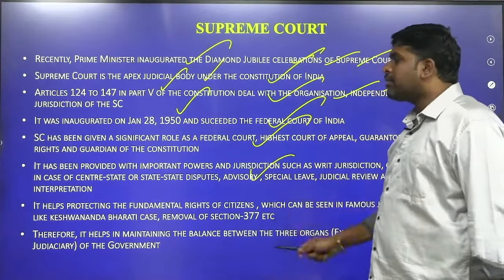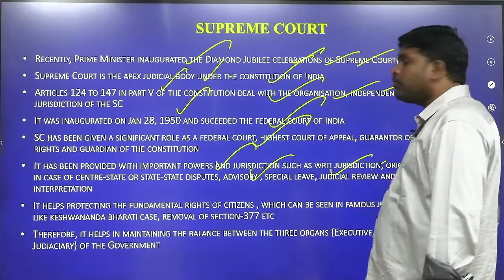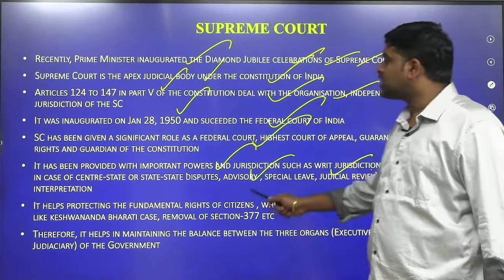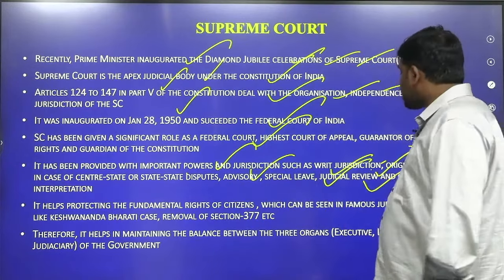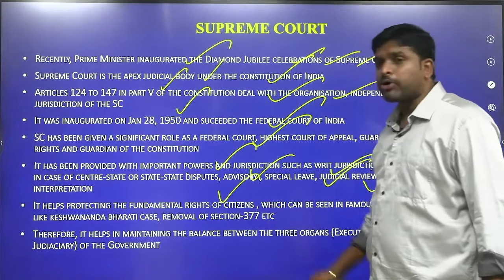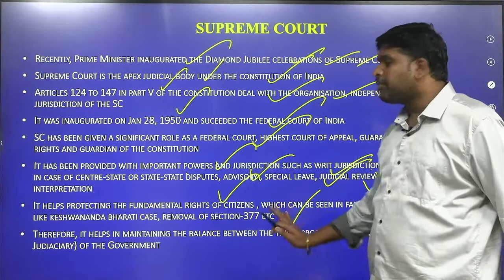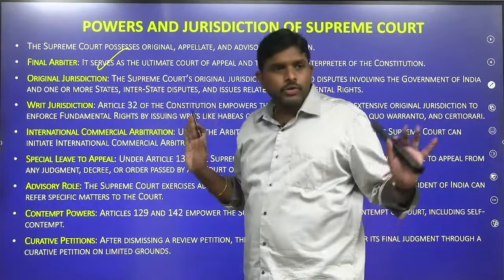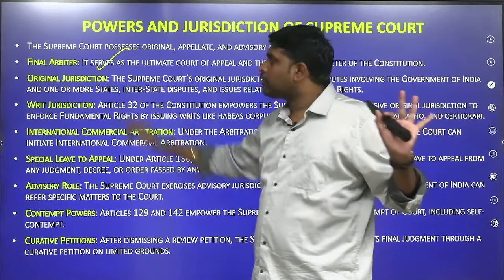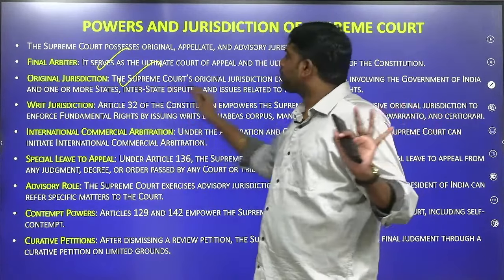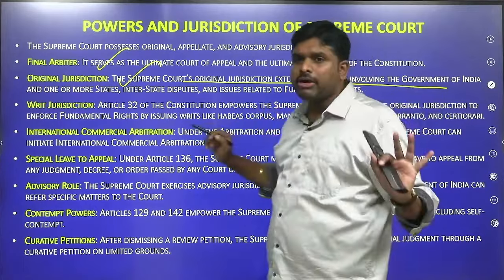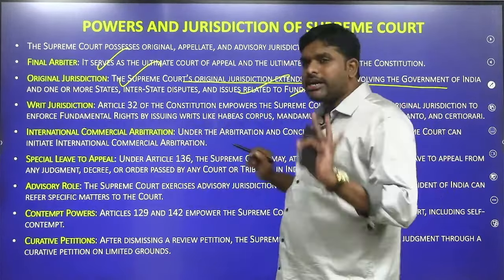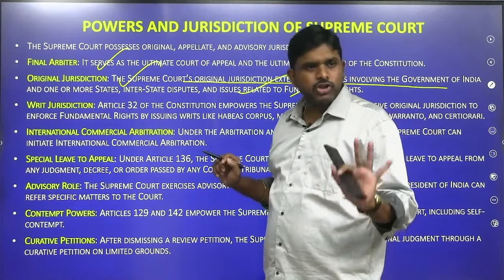It has been provided with important powers like writ jurisdiction, original jurisdiction in case of center-state or state-state disputes, advisory, special leave, and judicial review. It helps in protecting the fundamental rights. All these things are done by the Supreme Court. Powers: it is the final arbiter. Who is the final person? Supreme Court. Original jurisdiction, what? Disputes between the Government of India and states, or between the states, and issues related to fundamental rights or the Constitution.